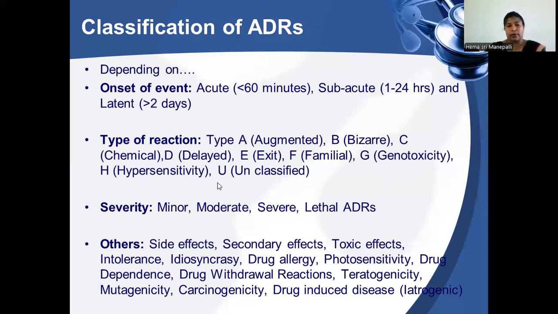U is unclassified. And next one, based on severity, they classify ADRs into 4 types: minor, moderate, severe, and lethal ADRs.